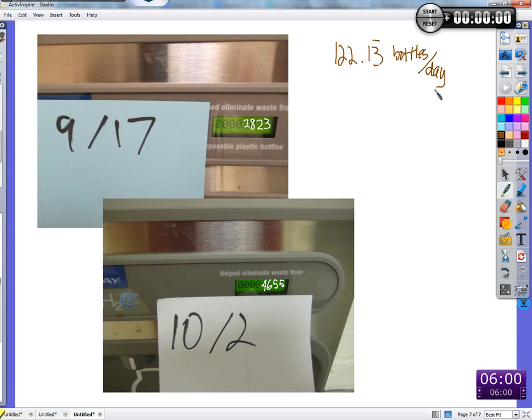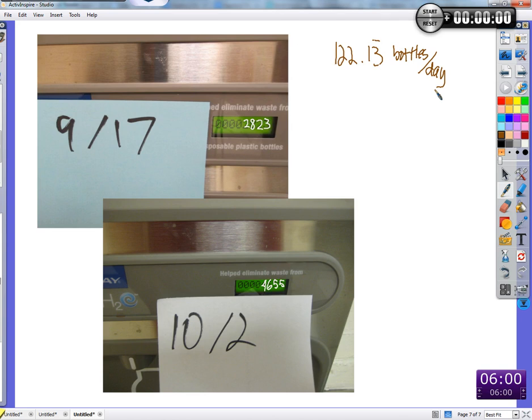How many days did you get? And how many bottles did you get? Divided them? You took the average. Just truly just read it. That's not what we wanted to do.